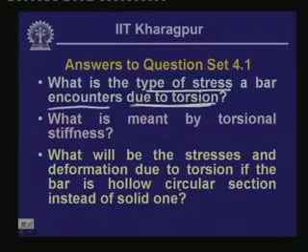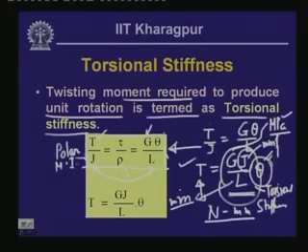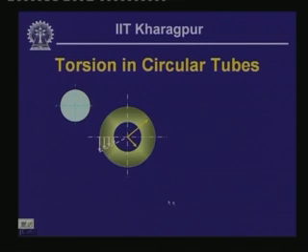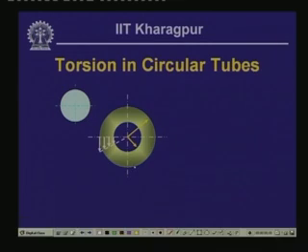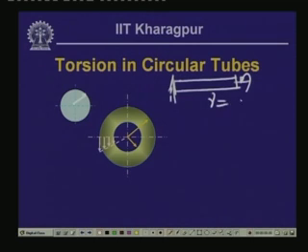So, let us look into how we calculate the effect of torsion in circular tubes. Now, in the previous lesson we went through that if a bar of solid circular section is subjected to a twisting moment, it is subjected to a shearing strain, and gamma is equal to d theta by dx times rho.